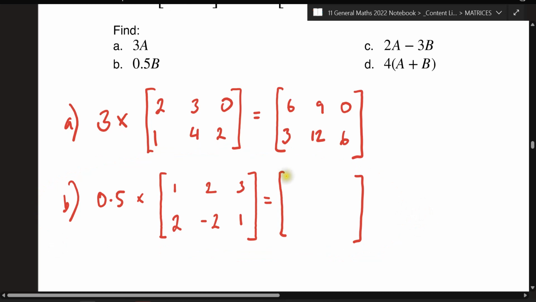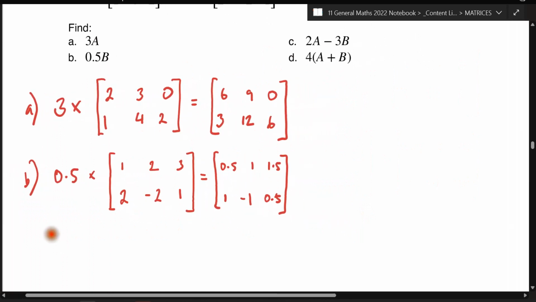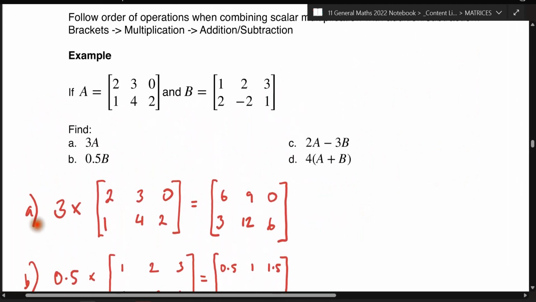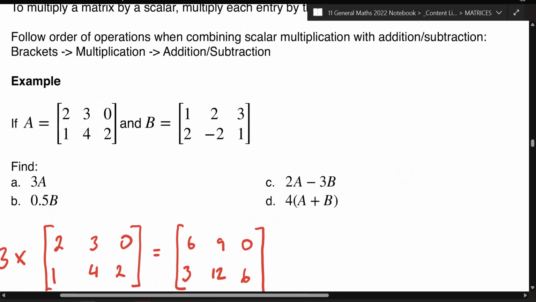So 0.5 times 1 will be 0.5, 0.5 times 2 will be 1, 0.5 times 3 will be 1.5, 0.5 times 2 will be 1, 0.5 times negative 2 will be negative 1, and then 0.5 times 1 will be 0.5. Sometimes your calculator will show fractions as your answers, but you can change that, remember, on your calculator when we get to it. So let's do C.